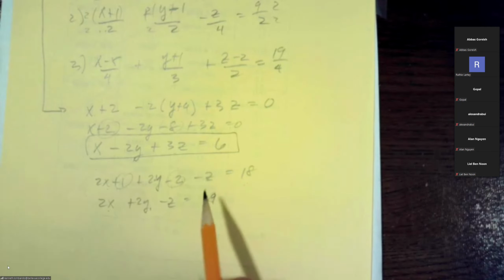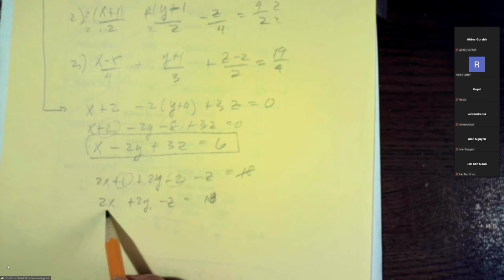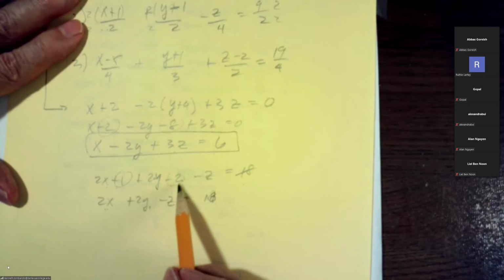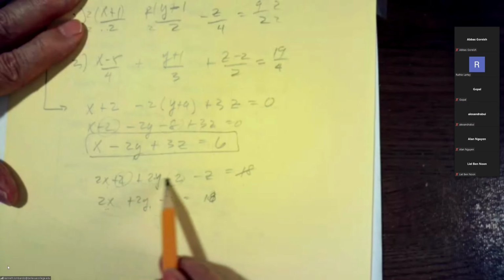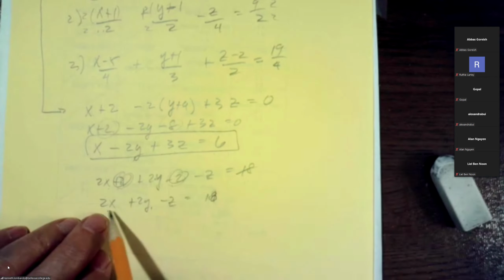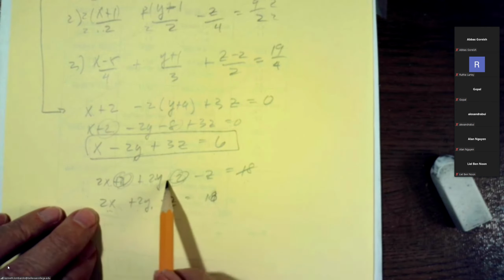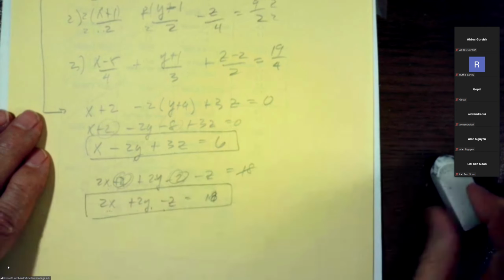I think instead of this, it's 18, isn't it? We've got an error here. Let's see. This should be 2x plus 2, because plus 2 and minus 2, those cancel, don't they? Yeah, that was a plus 2 and this is a minus 2, so those are going to cancel. So 2x plus 2y minus z equals 18. Yes. So here's our second equation.